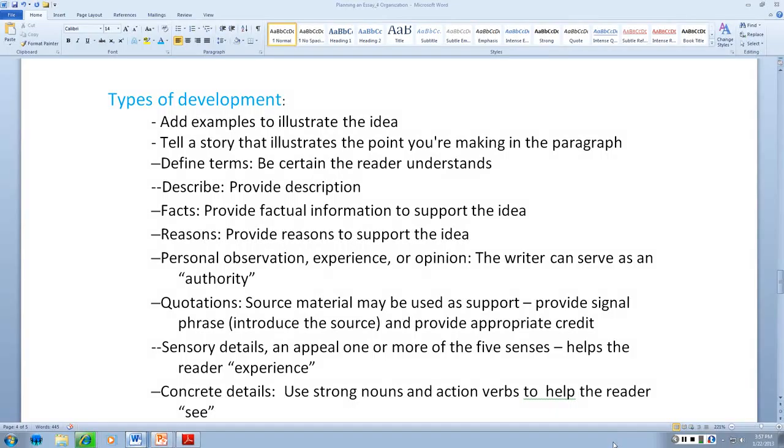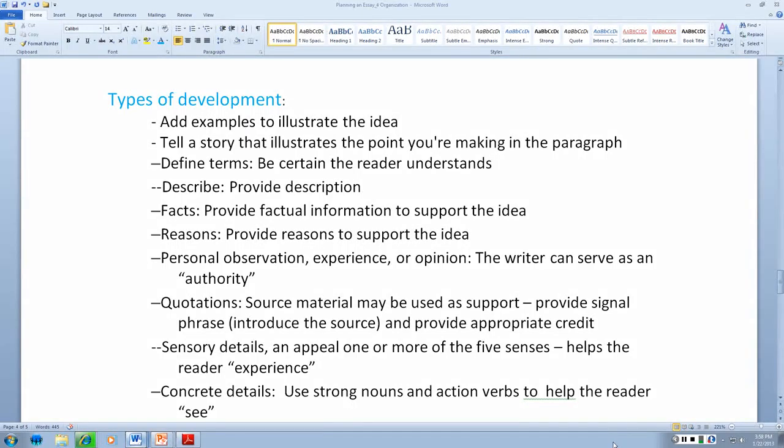We can provide descriptions. We can provide factual information that we gather from sources. We can provide reasons to support an idea. We can use our own authority, our personal observation or experience to support an idea. We can use quotations. Obviously, you can use source material, but if you do, you provide a signal phrase. That is, you introduce the source according to Kate Daly, according to Professor Jones, and we provide appropriate credit, which means that we tell where the information comes from, and we use a parenthetical citation with a page number at the end of the sentence.